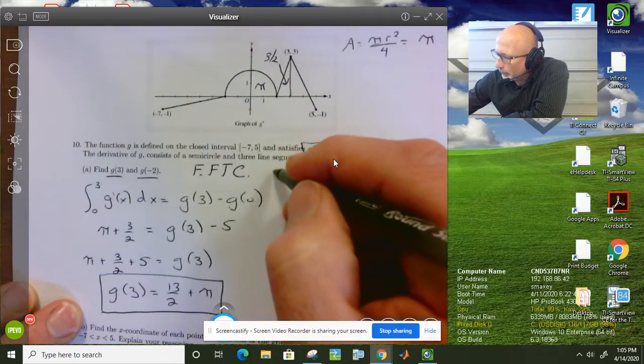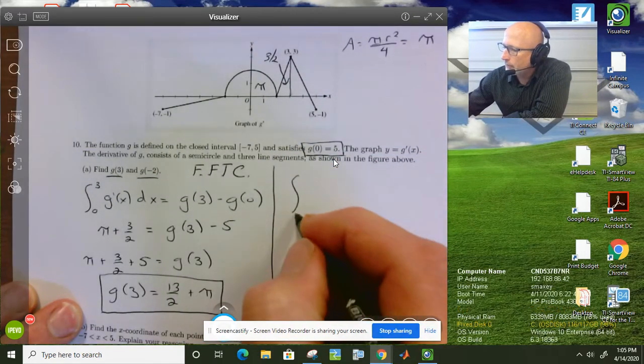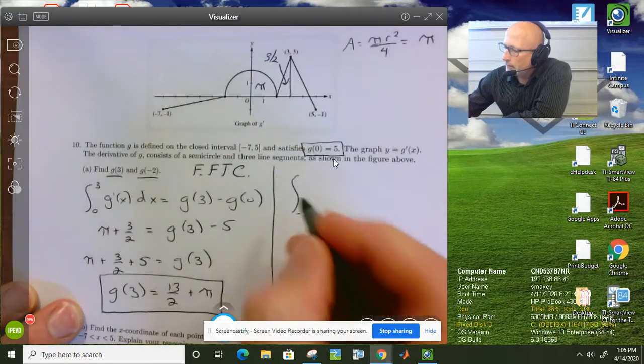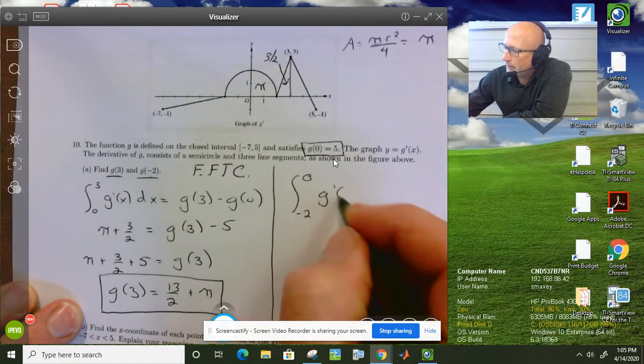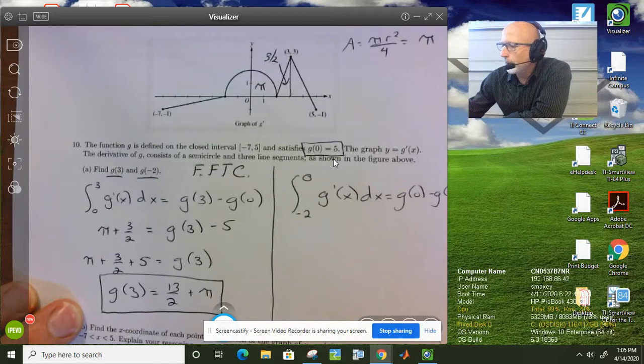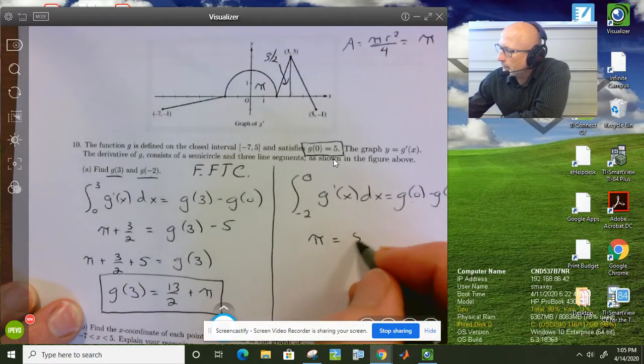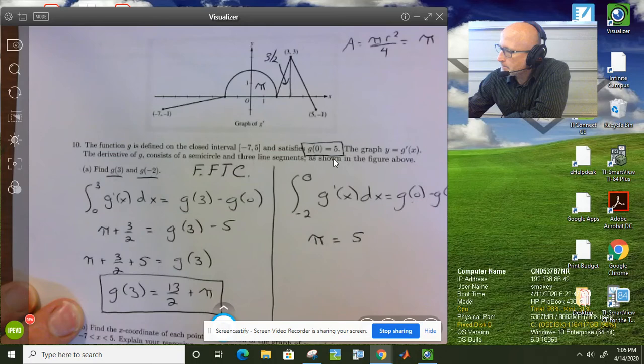I still have to go forward and do the other part. So now I'm going to integrate from the lower bound, negative 2, because negative 2 is less than 0, to 0 of g prime of x dx. And that's equal to g of 0 minus g of negative 2. So what is the integral from negative 2 to 0? That's just pi, is equal to g of 0, which I know is 5, minus g of negative 2.